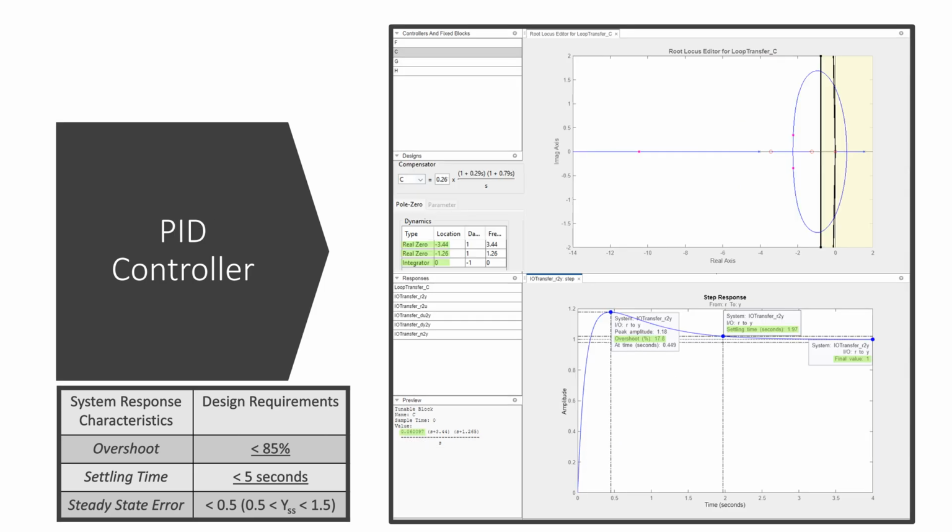Now, the PID controller was more unique in that the step response was almost critically damped. So it's still underdamped, but it was not as underdamped as the previous controllers. In this case, we added two real zeros, and there was an integrator, which was the pole at the origin.